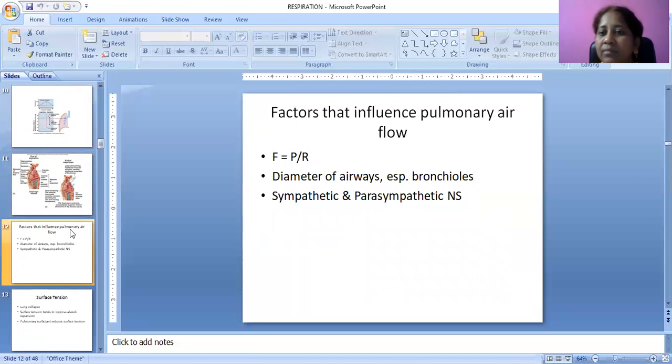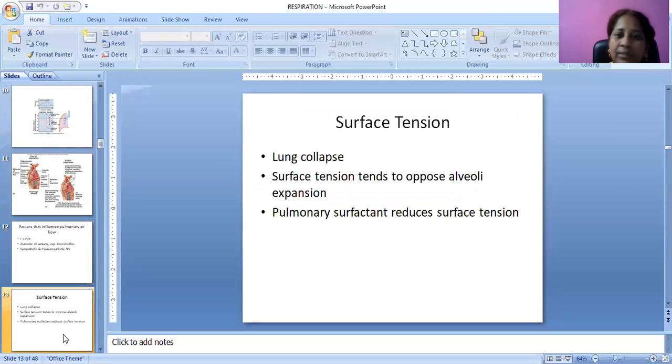Factors which influence the pulmonary airflow. Diameter of airways, especially bronchioles, the sympathetic and parasympathetic nervous system, or neurosecretions will affect pulmonary airflow. Surface tension also affects it. Coming to surface tension, lung collapse.